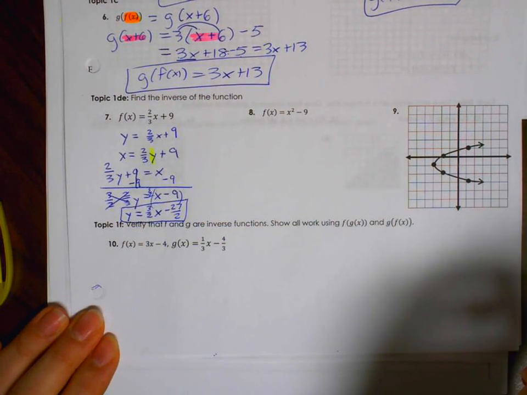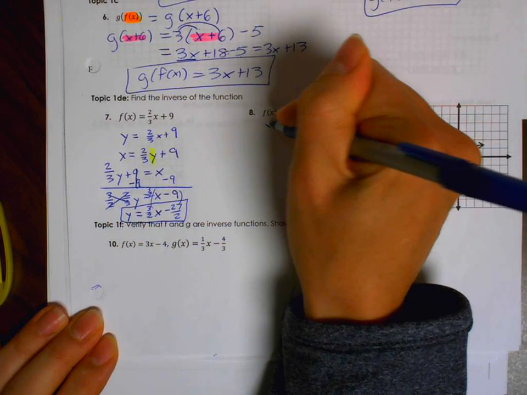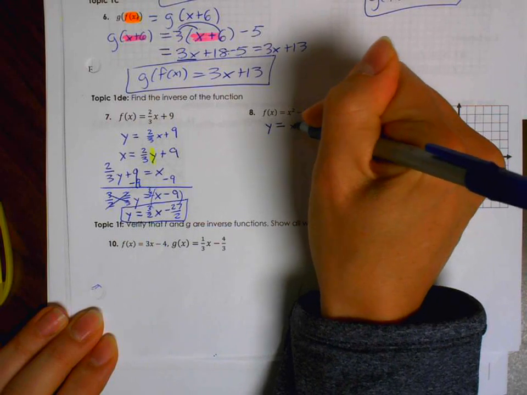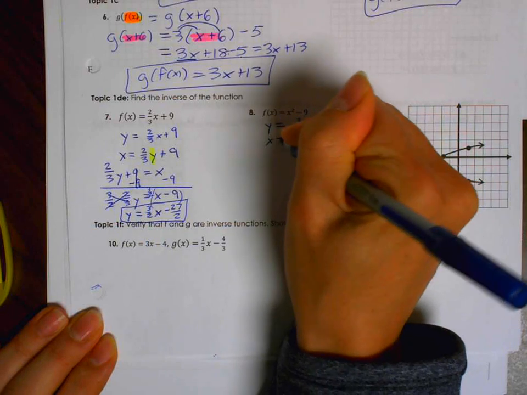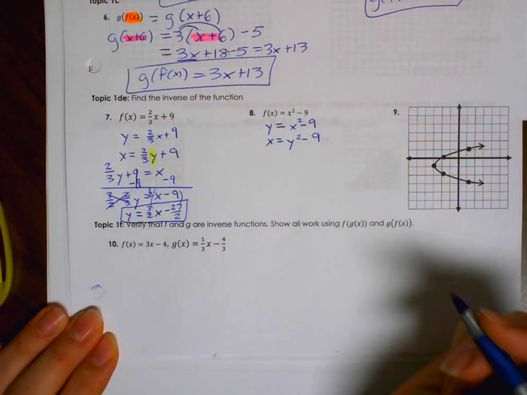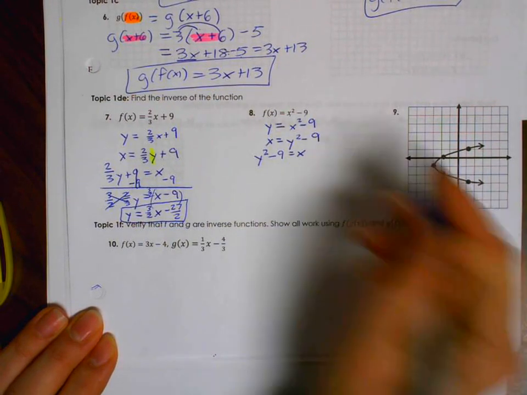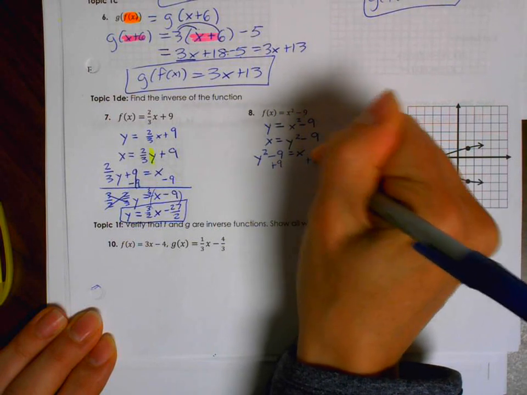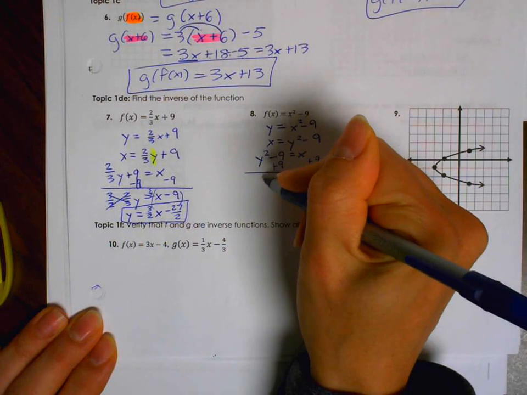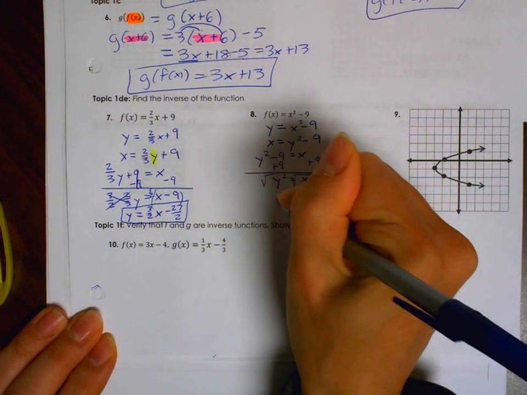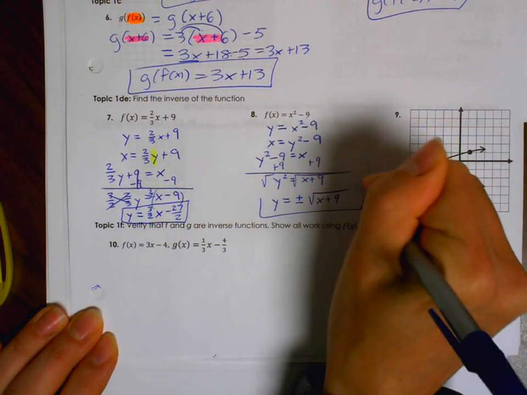Okay, so now we're going to look at this one. F of x equals x squared minus 9. So again, I'm going to rewrite it as y equals x squared minus 9. And then I'm going to flip my x's and y's. So x equals y squared minus 9. I'm just going to rewrite it with my y on the left because I'd like to have my y on the left. I need to get y by itself, so I'm going to add 9 to both sides. I get y squared equals x plus 9. And then I'm going to take the square root of both sides to get that y squared to be y. So I get y equals plus or minus the square root of x plus 9. And that is my inverse there.